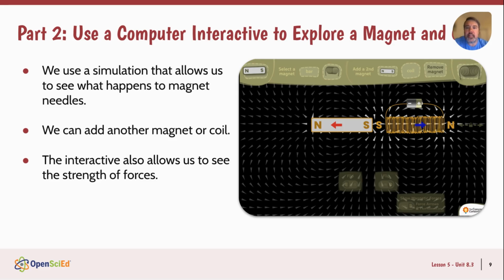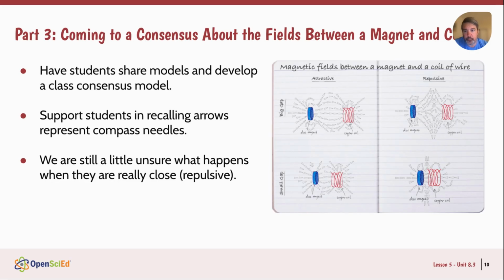The first is part 2, where we're going to use the interactive. It's going to look a little bit similar to the last time, except we're going to add a couple of pieces to it. So now we get to see 2 different things. We get to pick whether we want to use a coil or a magnet for our second thing. And we are also now able to see strength of forces. As we move the coil or magnet closer to one another, we can see how those force arrows grow. This is going to be a little bit of a callback to 8.1 when we did some work around using arrows to show the strength of forces.